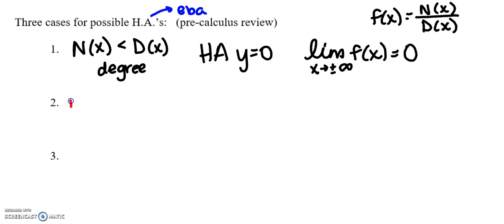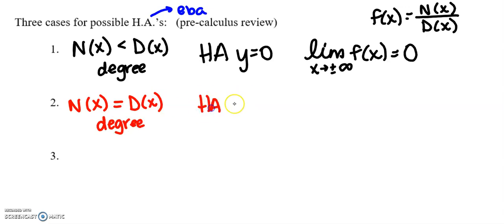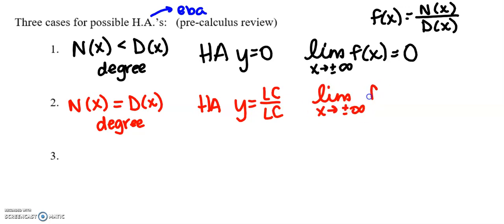If we have a situation where the numerator degree is equal to the denominator degree, then we have a horizontal asymptote y equals the leading coefficient of the numerator divided by the leading coefficient of the denominator, which means that our limit as x approaches positive or negative infinity of f of x will also be equal to the leading coefficient of the numerator divided by the leading coefficient of the denominator.